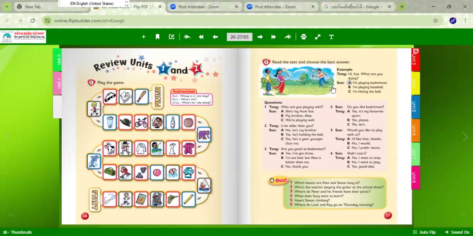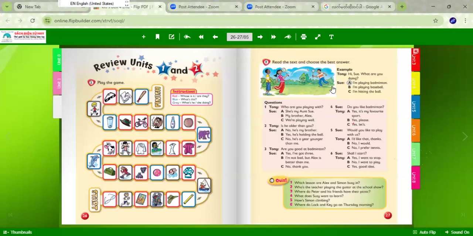A, she is my aunt Sue. B, my brother Alice. C, we're playing well. What will be your answer for the question, who are you playing with? Yes, correct. My brother Alice. Good job. All right, so you have to choose the suitable answer.